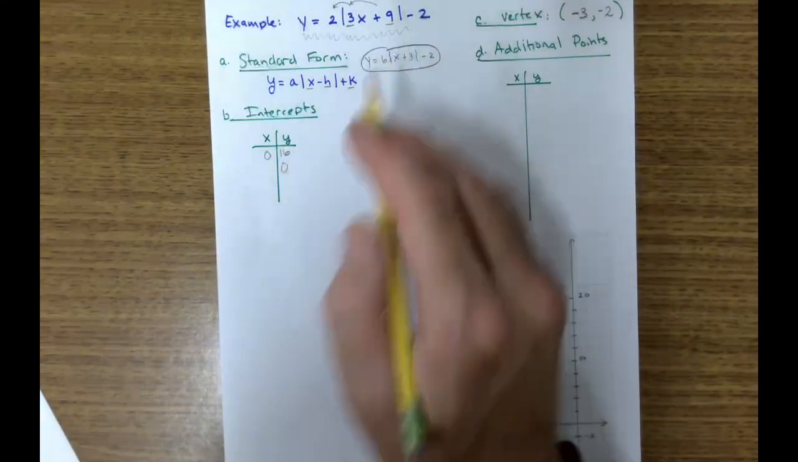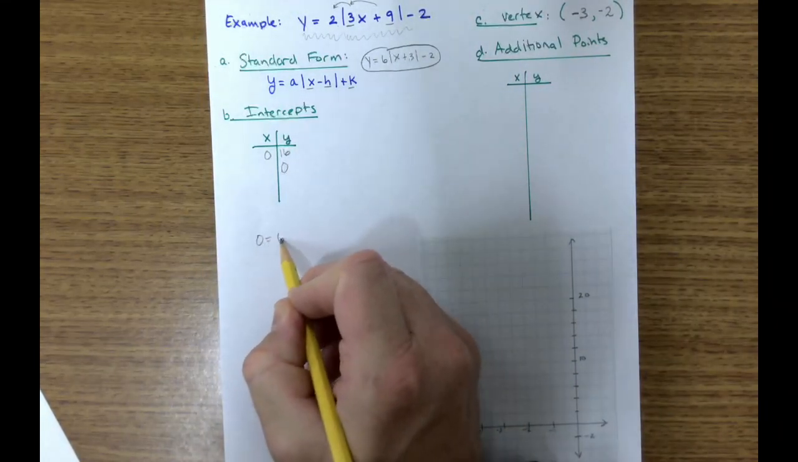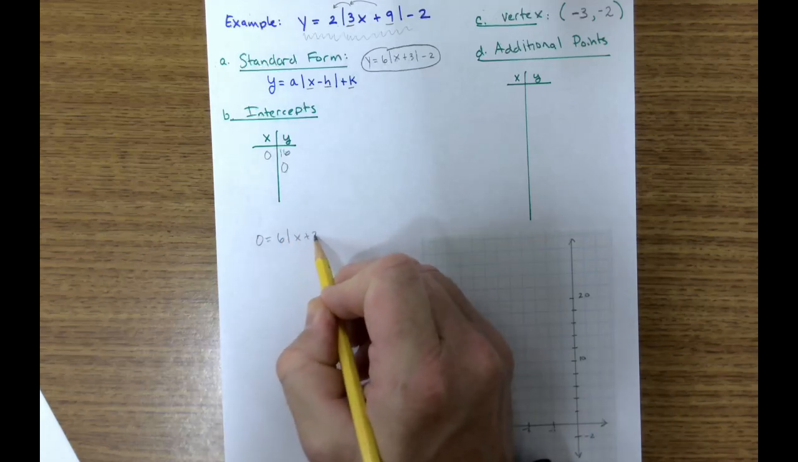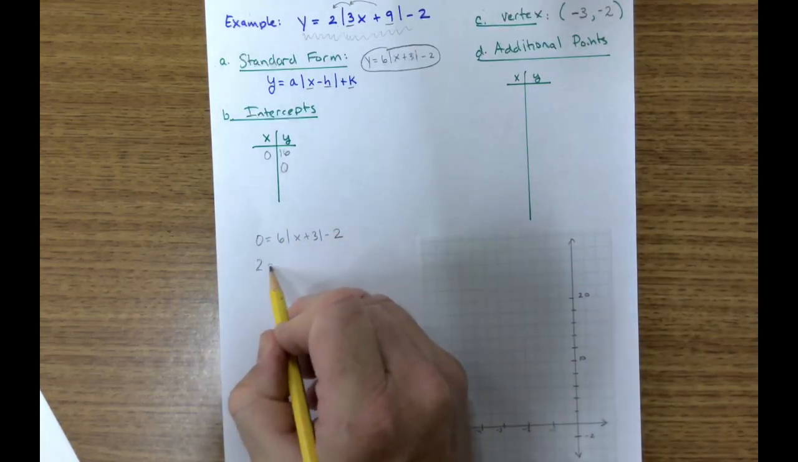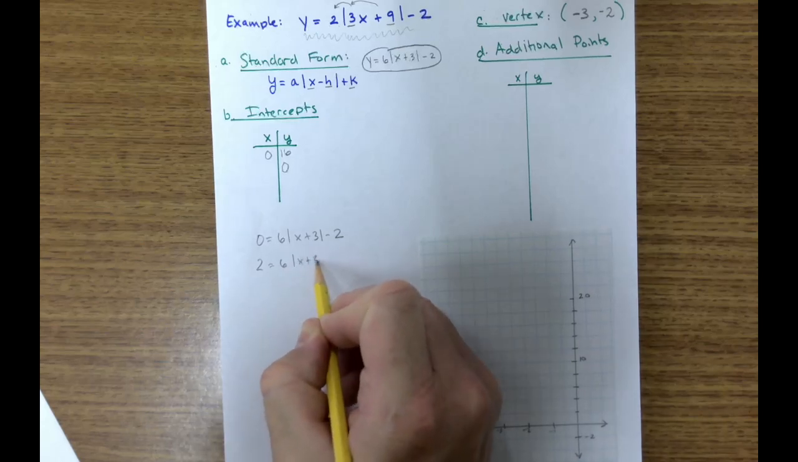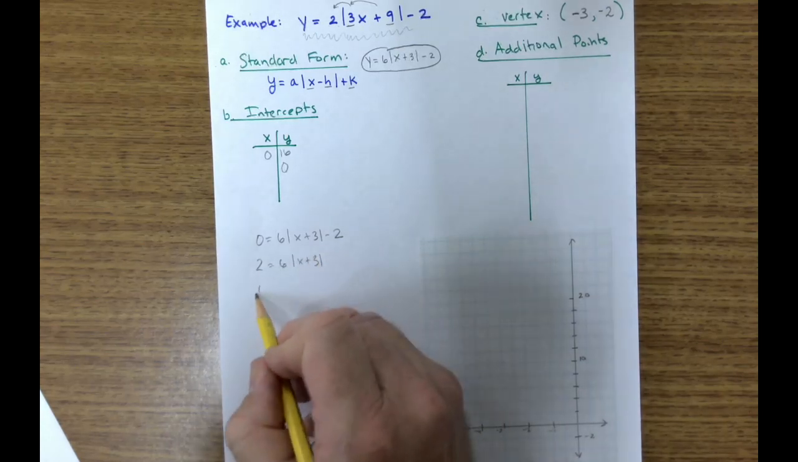Now the y value usually takes a little bit more work. So we're going to plug 0 in for y. So I have 0 equals 6 absolute value of x plus 3, minus 2. Add the 2 over. Divide by the 6. That's 1/3.